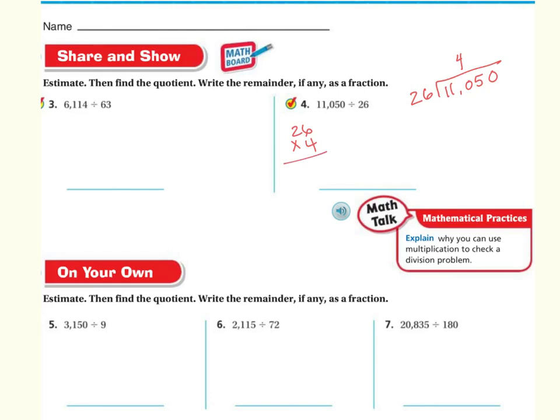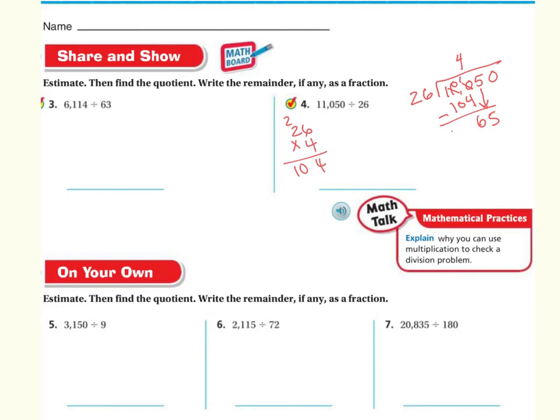4 times 6 is 24. Put my 2 there. 4 times 2 is 8, plus 2 is 10. So I have 104. I'm going to subtract. I can't take a 4 from a 0, so I'm going to make this be a 10. Change that, because I'm borrowing from the next side. So 10 from 4 is 6. The rest of these are zeros, so now I'm going to bring down my 5.